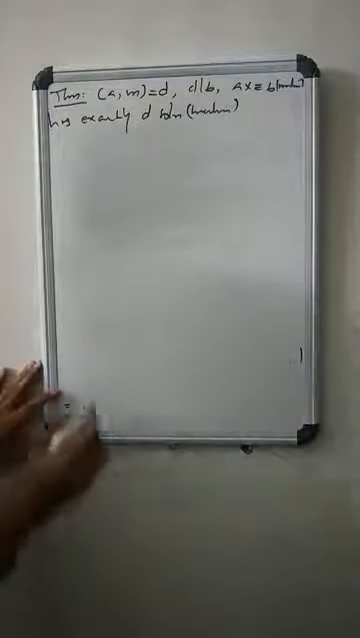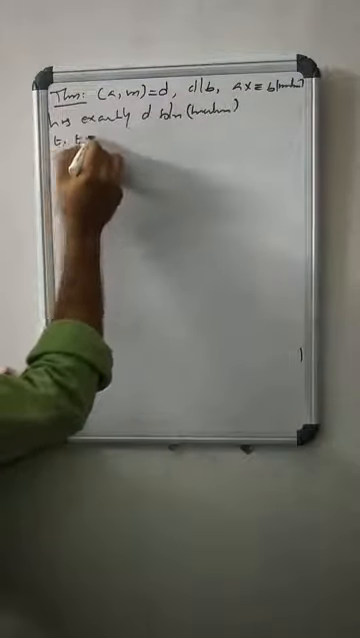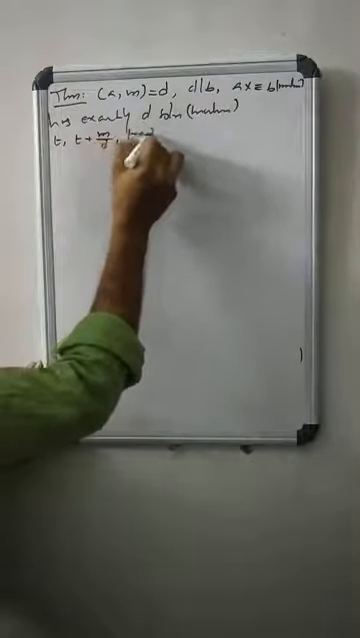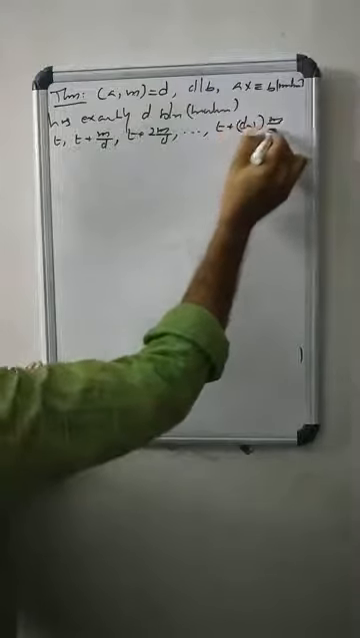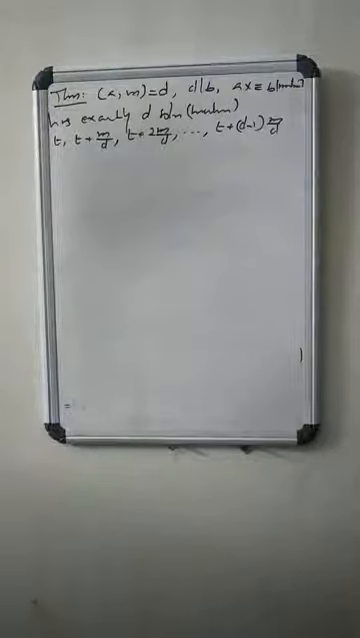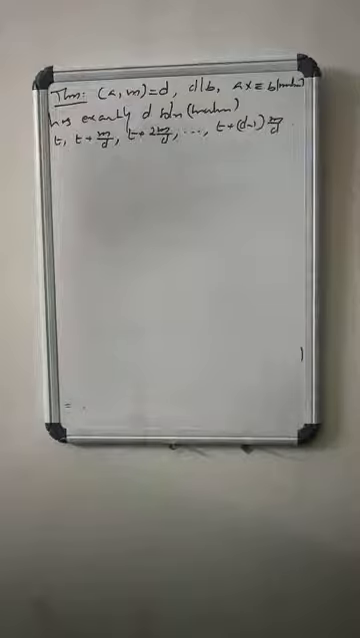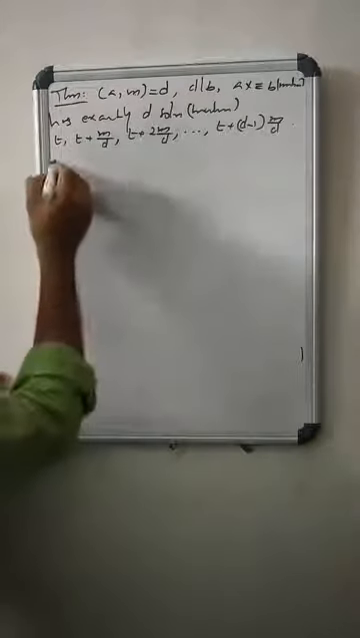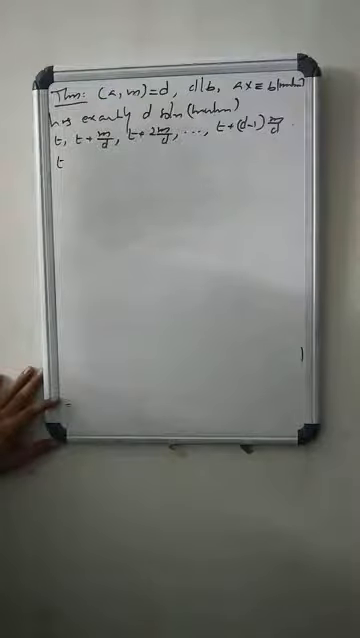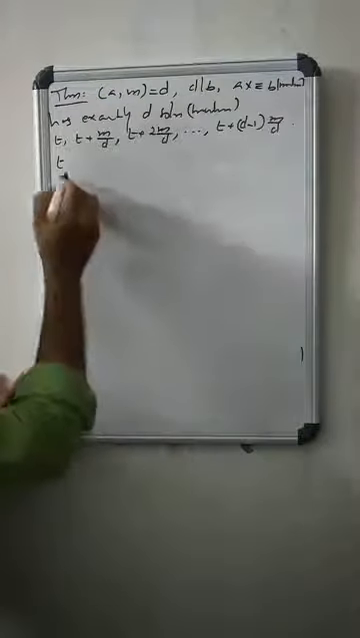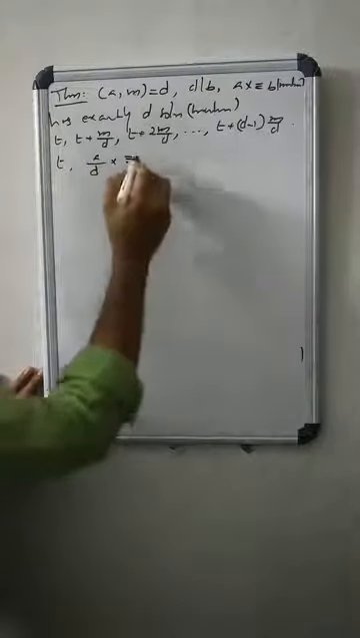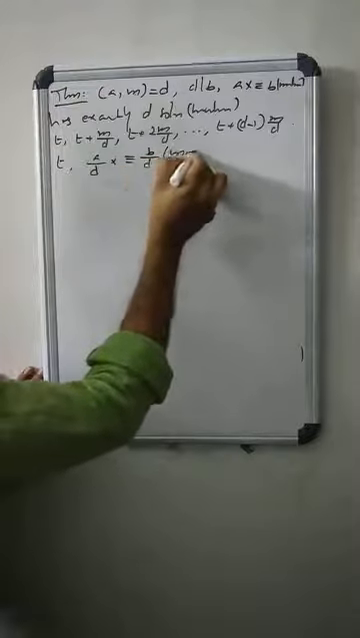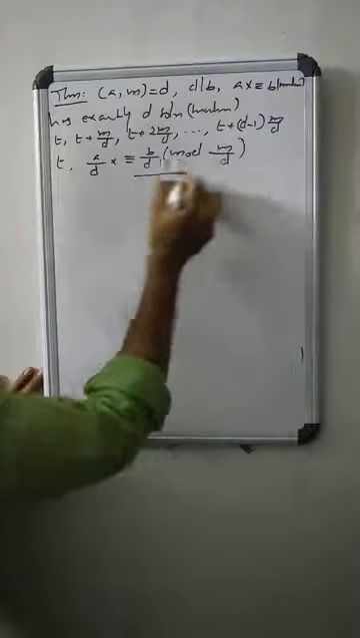The solutions are given by T, T plus M/D, T plus 2M/D, and so on up to T plus (D minus 1)M/D, where T is the solution, unique modulo M/D, of the linear congruence A/D X ≡ B/D mod M/D. So this is the theorem.